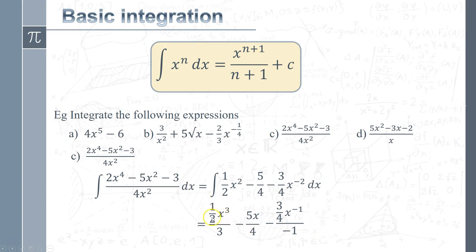Do the tidying up, half divided by 3, that's going to be 1/6. That one I don't have to do anything extra with, that's just as it is. This one we've got to be a little bit careful, because we can see we've got a minus and a minus, so that's going to become plus 3 over 4 x to the minus 1. And finally, the plus c.